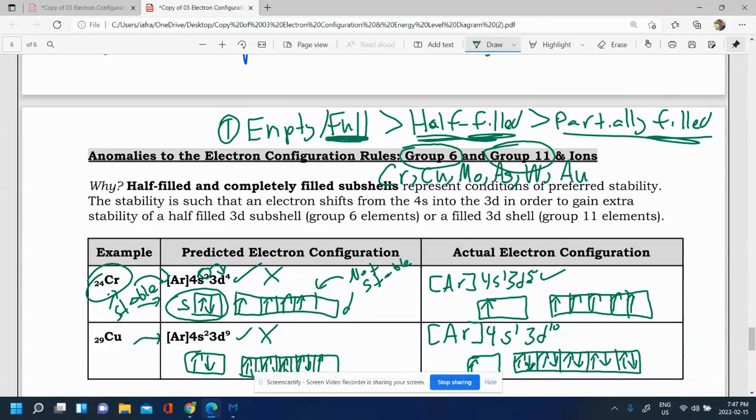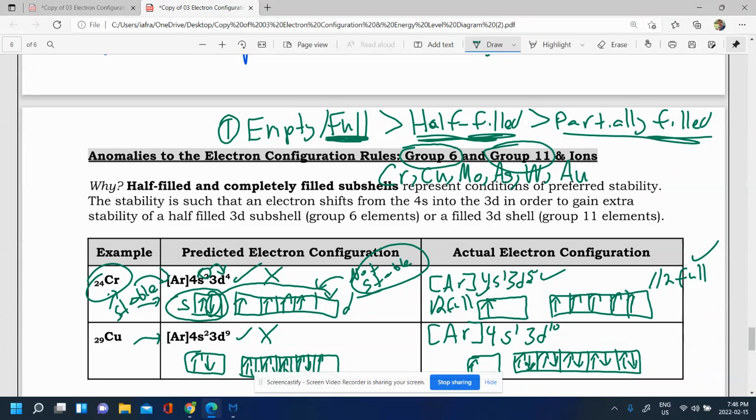So we could actually make this whole configuration more stable by taking one of the electrons here and putting it into the D subshell to make it half full. So if we do that, now here's what we get. We get a half full over here, half full here, and half full here. So this configuration is more stable than the predicted one because you have two half-filled sublevels, whereas in the previous one you have a full one, yes, but then you have this partially filled one here that's not half-filled, and that makes it unstable.